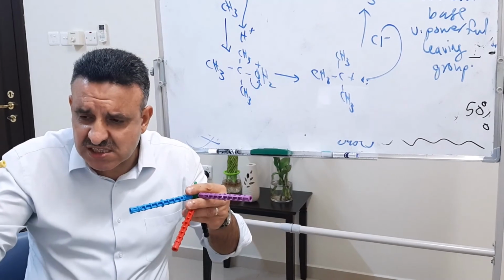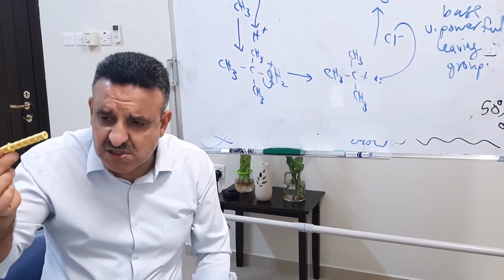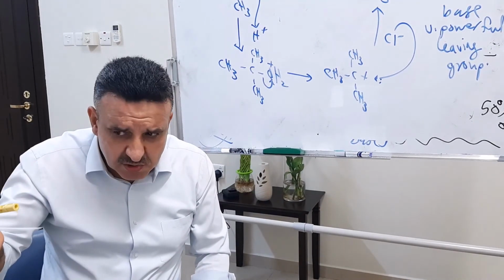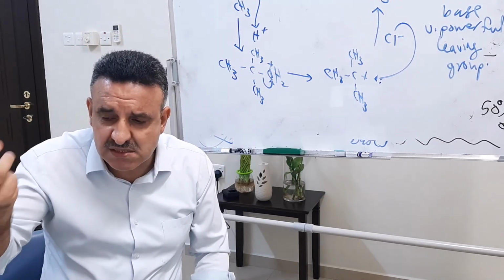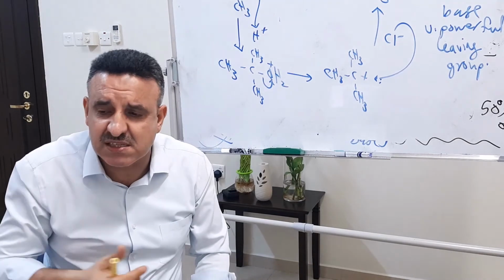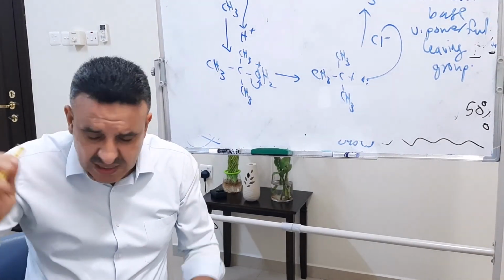Why does this reaction take place? Because these halogens are good leaving groups, and why are they good leaving groups? They are stabilized. We call them weak bases. Always the weak bases are the stabilized ones. You follow me? So that's the whole issue.